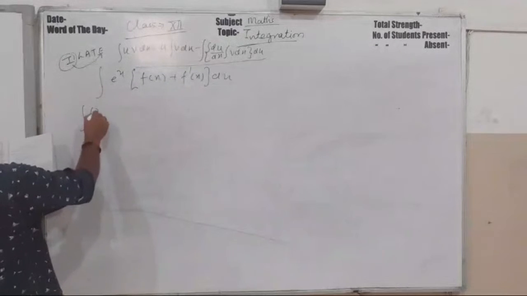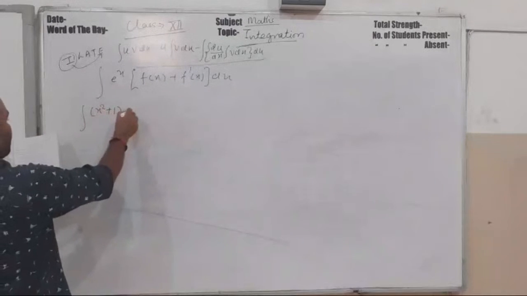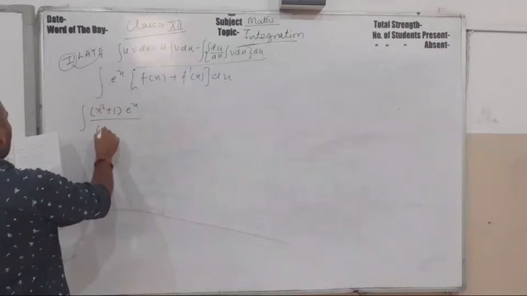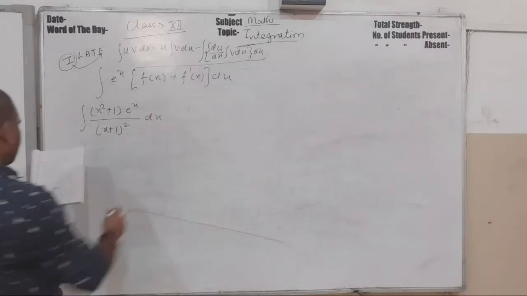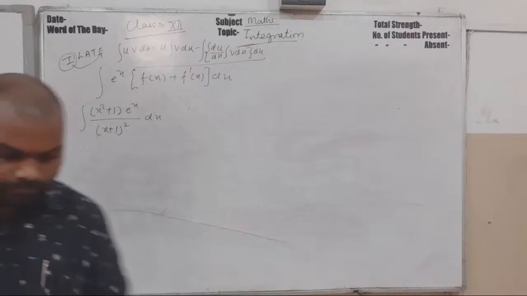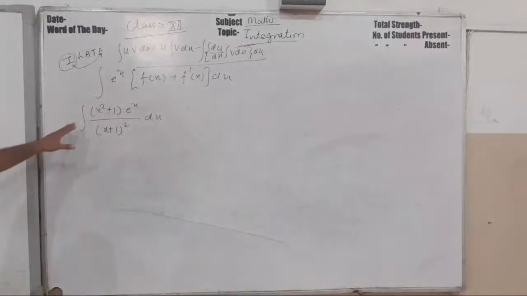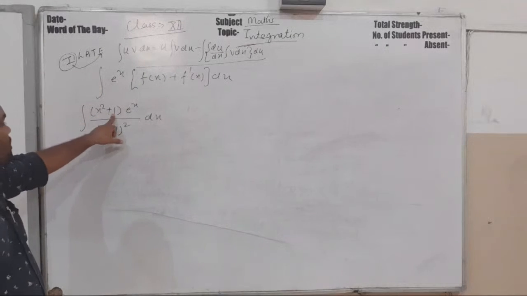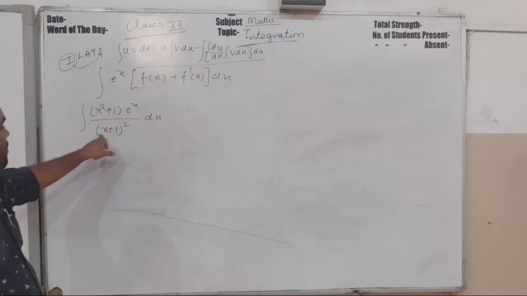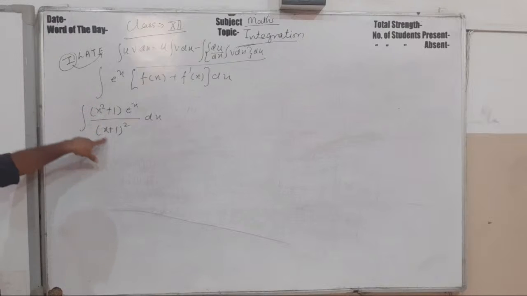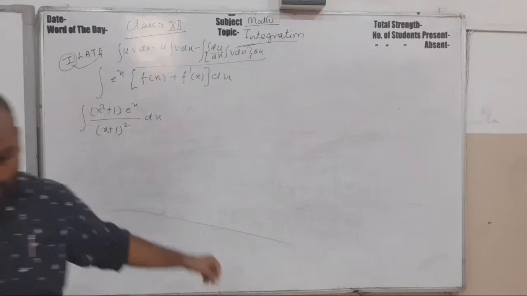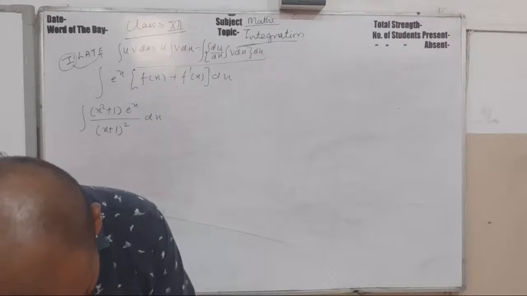Second example is the integral of (x square plus 1) e to the power x upon (x plus 1) whole square dx. Now here it is in the form of x square plus 1 and here it is in the form of x plus 1 whole square. Here is x square or here is x. Clear? सही लिखा है ना?